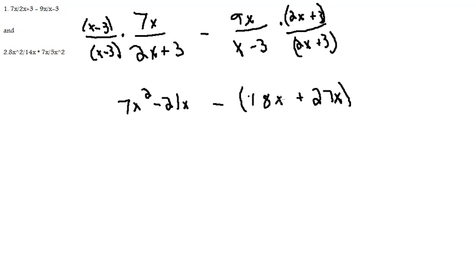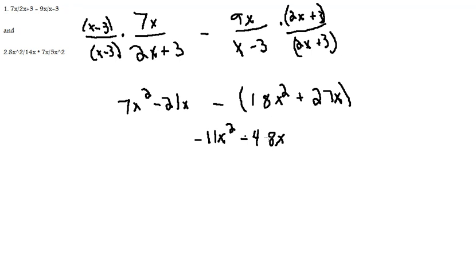And now I'm just collecting like terms. Excuse me, that should be 18x squared. That was a mistake. Now I have 7x squared minus 18x squared, which would be negative 11x squared. Now I have negative 21x minus 27x, which is negative 48x.